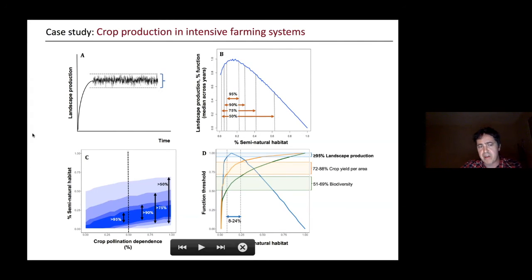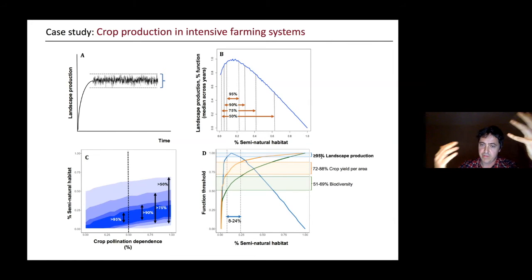Then we can play with different variables, like looking at the fraction of semi-natural habitat as a function of crop pollination dependence. Of course, this relation is positive because pollinators live in semi-natural habitat. The most important thing is that we focus on one of these services. In this example, landscape crop production, we look at within which range of semi-natural habitat we can get at least 95% of the maximum value of that service according to the simulations.